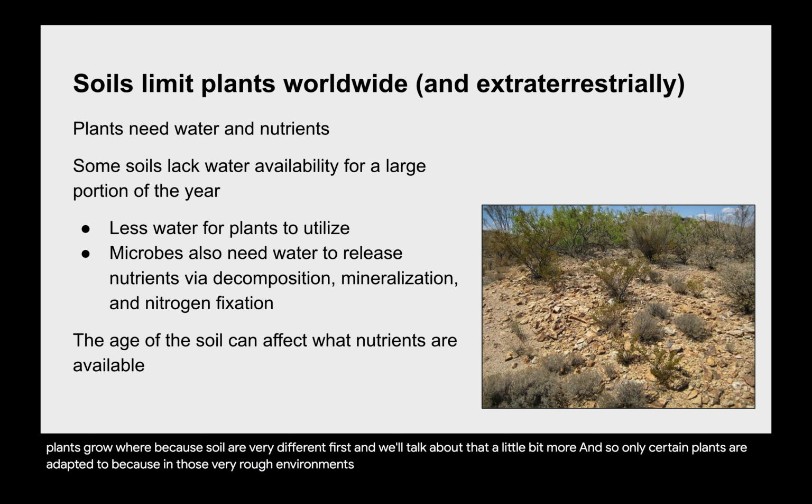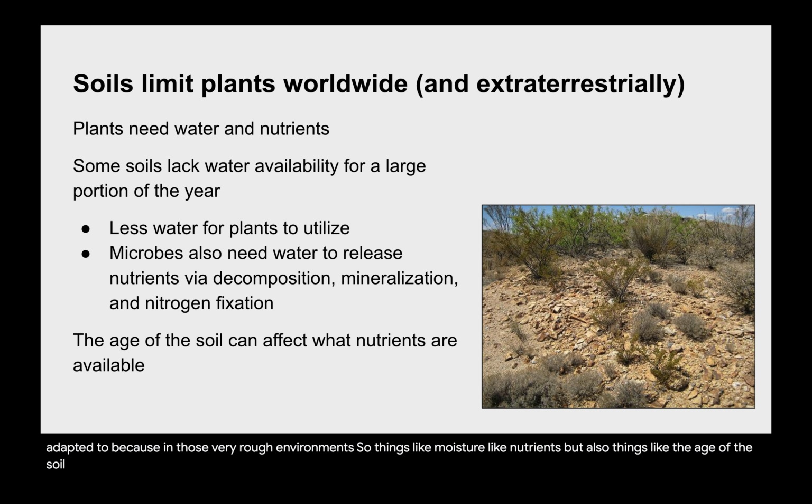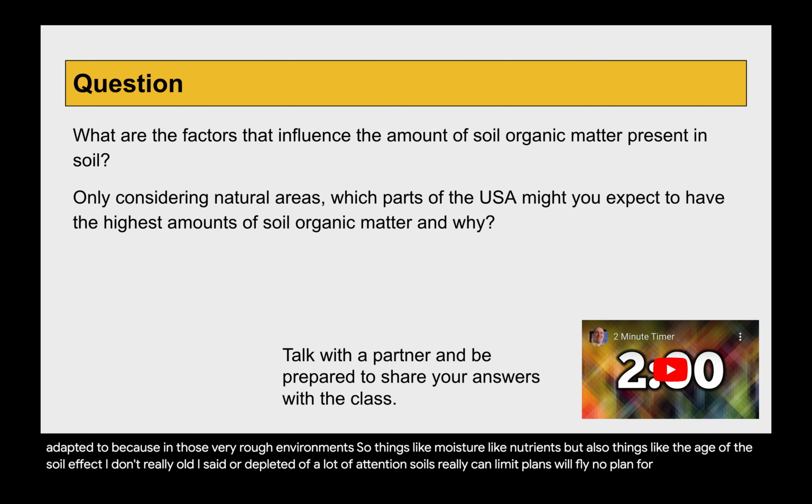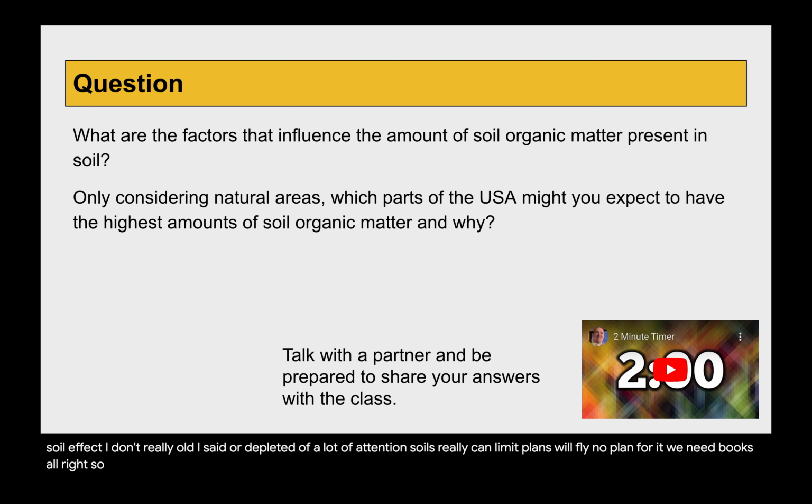So things like moisture, things like nutrients, but also things like the age of the soil can affect plants and how they grow. If the soil is really old, I think it's been leached or depleted of a lot of its nutrients already. So soils really can limit plants worldwide, even though plants are going to rely on soils. We need soils.